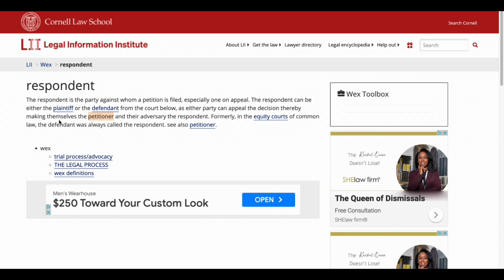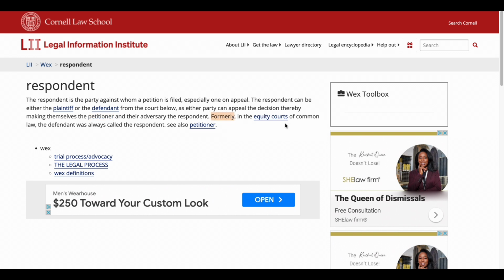And that's another reason why you've got to keep in mind what habeas corpus actually means: bring forth the body. I'll go back to that in a second. Let's see, and the antonym is respondent. Formerly, in the equity courts of common law, the defendant was always called the respondent. That's formerly. They don't do that anymore.